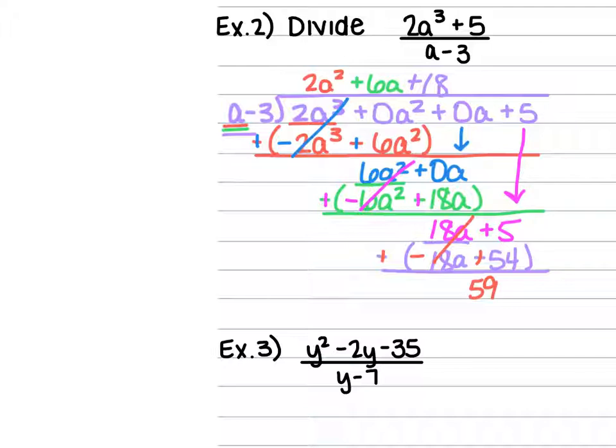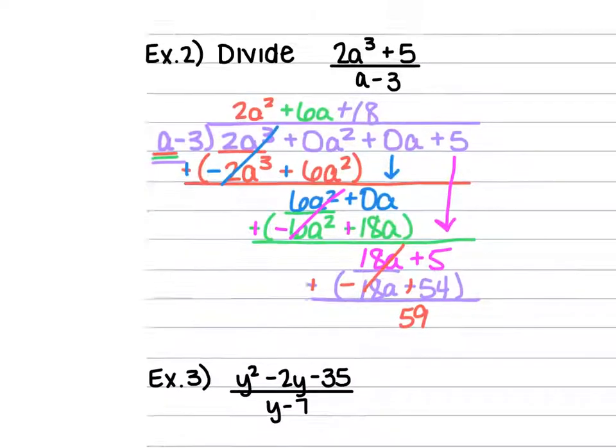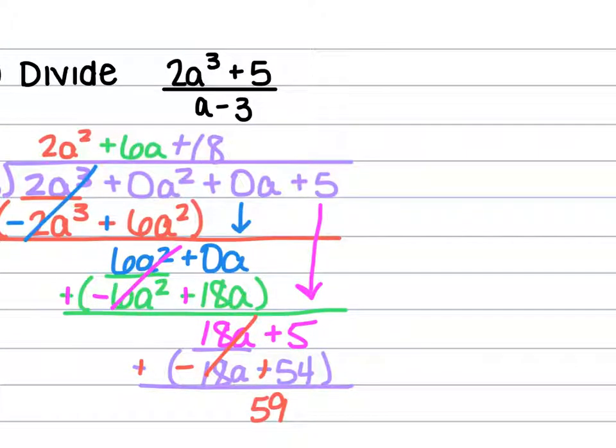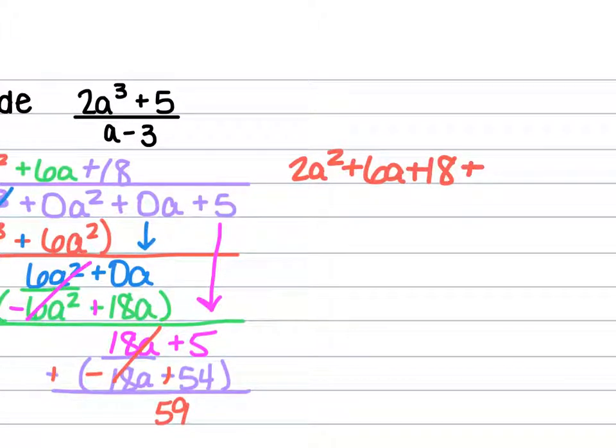I'm going to redo all of this so that way we have a little bit more room. Maybe do it on this side. Yeah. So 2a squared plus 6a plus 18 plus 59 over, what do we divide by? A minus 3.